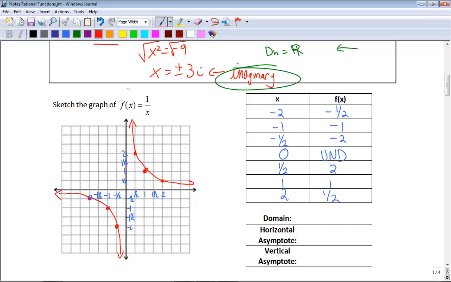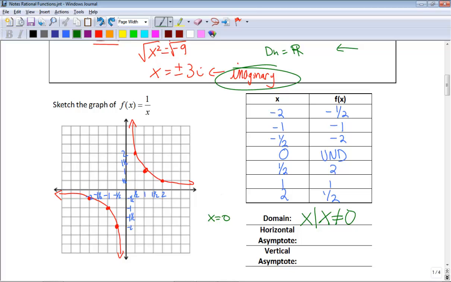Well, we know how to find that. We set the denominator equal to 0 and we solve for x. Well, it's already solved for x, and I'm just going to write this in set builder notation. So I would say that the domain is x such that x doesn't equal 0. So that means that my graph can be any number except I can't plug in a 0 for x.